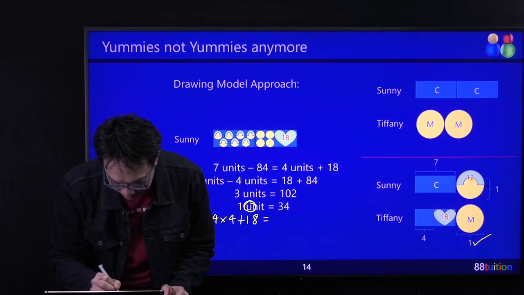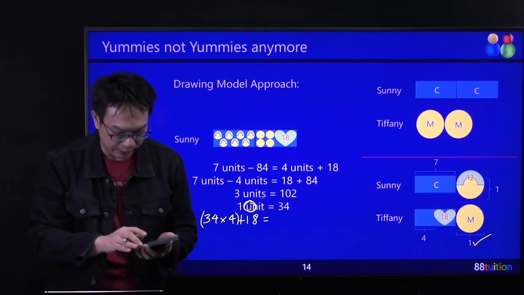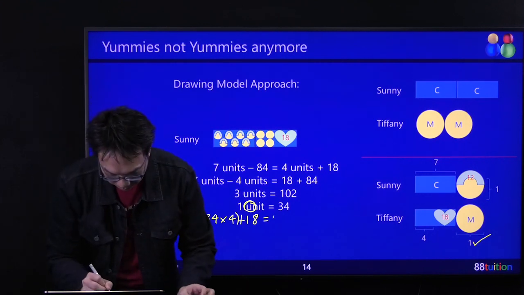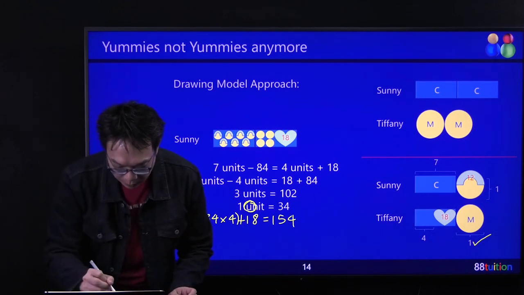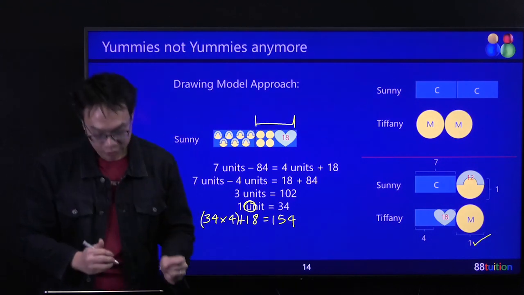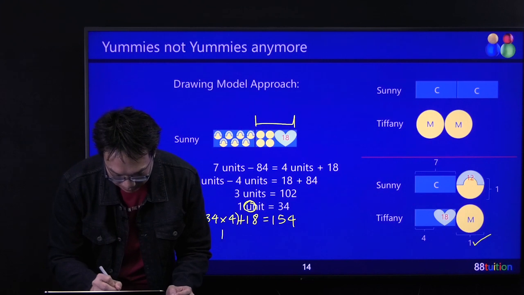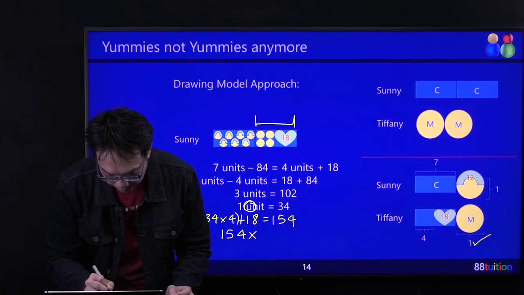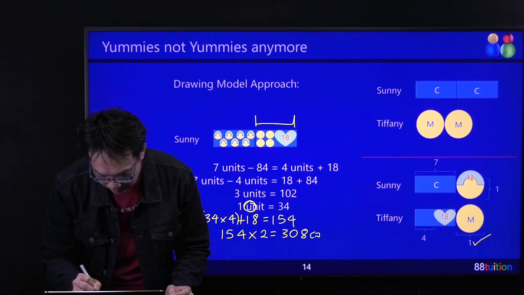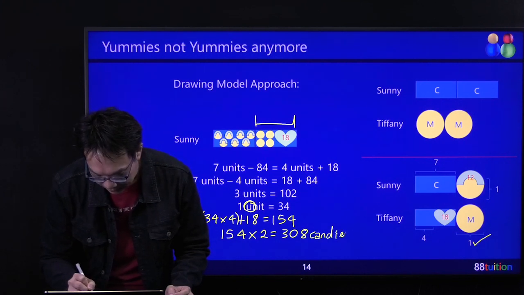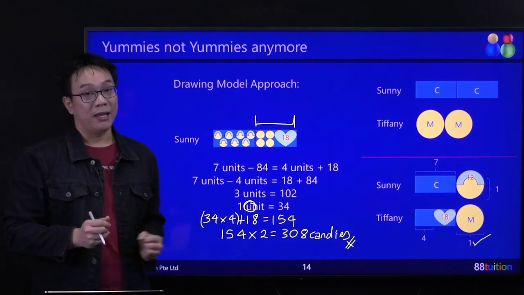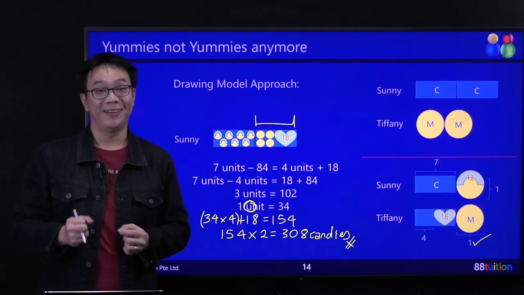Alright, so you can actually press your calculator. 34 times 4 plus 18. That will be 154. 154 will be one of this. Can you see? But in the beginning, Sunny got 2 of it, right? So you have to write one more step in. 154 times 2 to give you 308 candies. And that is the total number of candies Sunny had in the beginning. That's all. Can you see now?